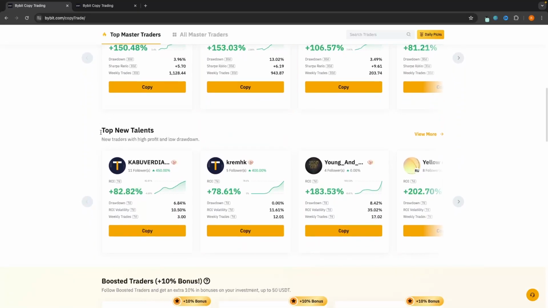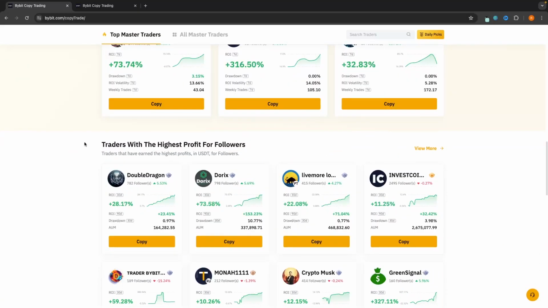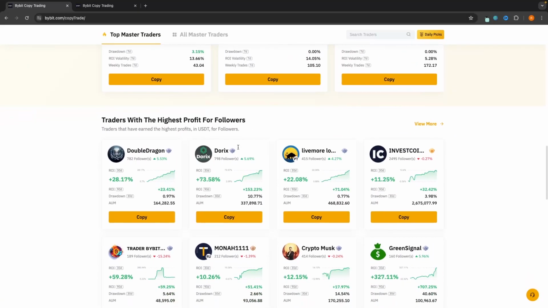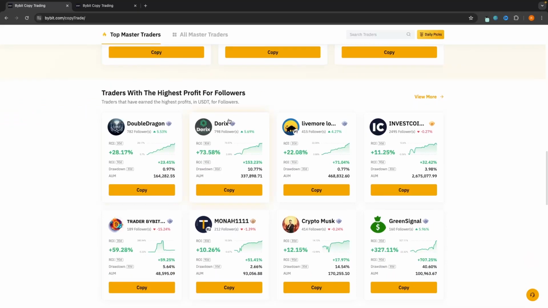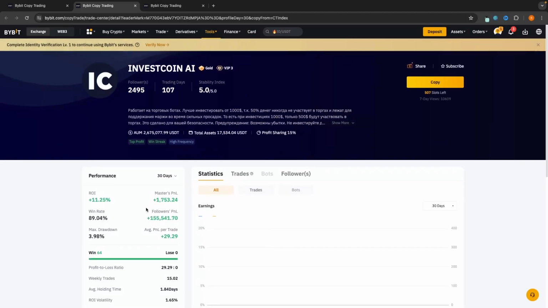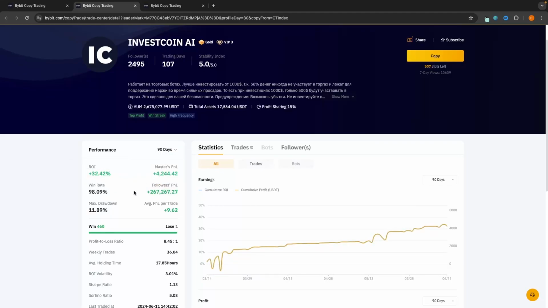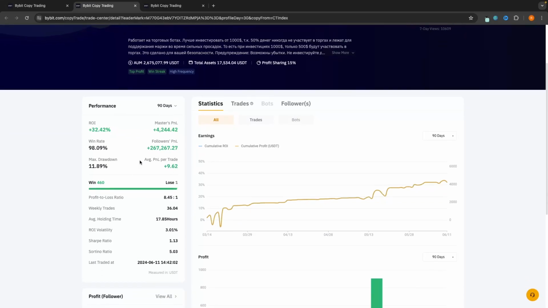We can go down and see new top talents. So new traders with high profit and low drawdown. Once again, these are very risky to follow. Traders with the highest profit for followers. So this is an awesome section right here. Let's click into this guy. He has 2,495 followers. So we can click in and have a look at this. His followers' profit and loss is over 155,000. Over the last 30 days, he has made 11% ROI, and over the past 90 days, it's 32% ROI. So all of this is looking very promising so far.